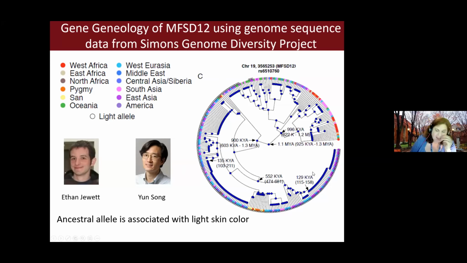And they looked at the age of the different mutations. So one thing that was interesting is that the ancestral allele is the allele associated with light skin color, not dark skin color. And if we look at the age of the derived allele, that's the dark associated allele, it's almost 1 million years old. So the light and the dark alleles have been segregating in Africa for a very long time.